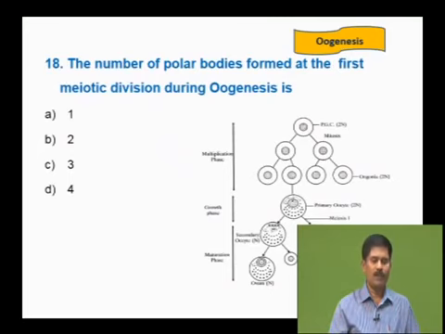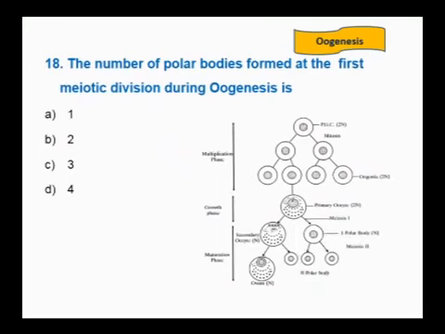The number of polar bodies formed at the first meiotic division during oogenesis. During oogenesis, how many polar bodies are formed at the first meiotic division.